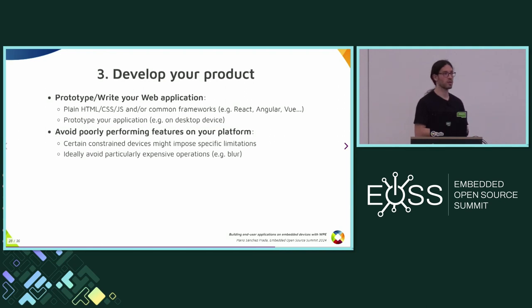Because sometimes we find applications that are performing really badly, and it's not because there is something fundamentally wrong with WebKit, but because the particular hardware is particularly bad at this very expensive blur operation. Then we tell the customer, look, try this other operation. Visually it's going to be very similar, and then the performance improves a lot. So yeah, it's basically a trade-off when you are working with embedded devices.